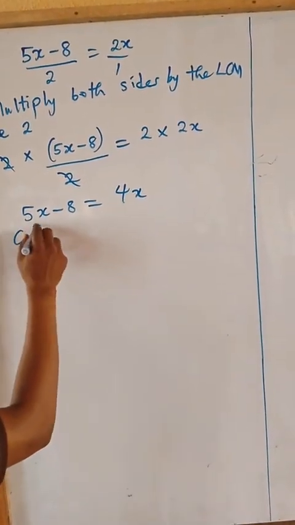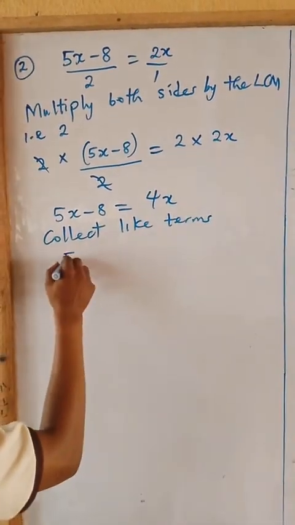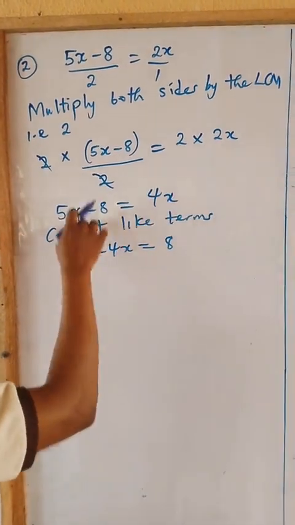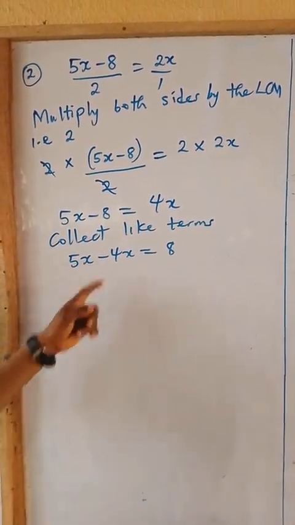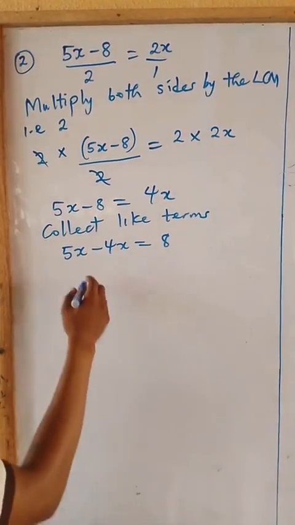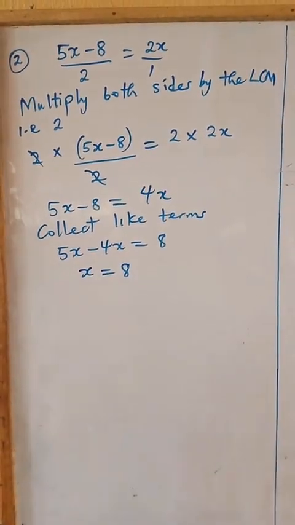Then we are going to collect like terms. So we are going to have 5s minus 4s is equal to 8. By the time 4s comes to the other side of the equation, it's going to be minus 4s. And when minus 8 goes to the other side of the equation, it's going to be plus 8. 5s minus 4s will give us s is equal to 8.